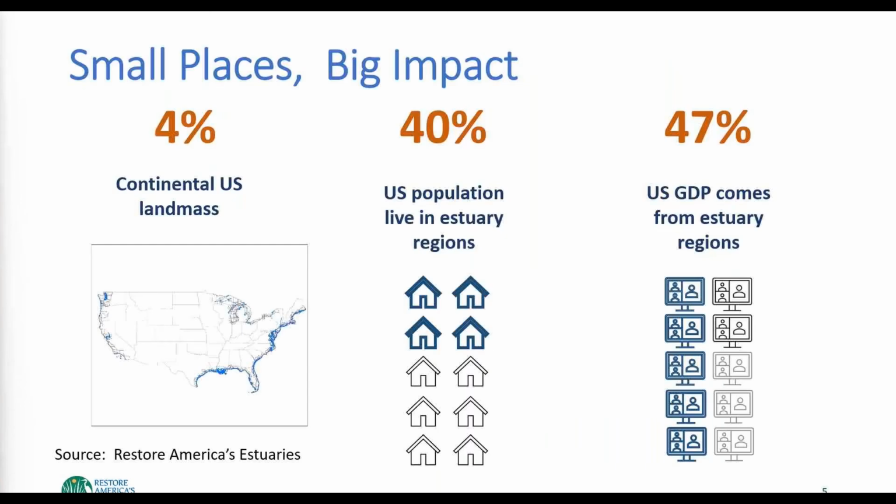To highlight some numbers, the estuarine counties, that is the counties that abut our estuaries, represent 4% of the continental landmass. On that 4% live 40% of the population, and that population produces 47% of the GDP. Let that sink in for a minute. Nearly half of our GDP comes from 4% of our landmass. Our estuarine regions are truly critical to the health, wealth, and well-being of our nation.